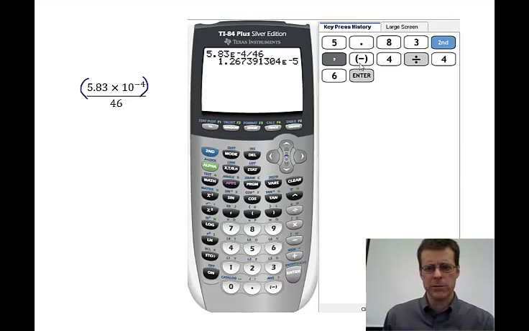5.83, second function, negative 4, right? So I'm getting my 5.83 times 10 to the exponent negative 4. Divide by 46, hit enter, and I get this number. Now this number is quite long, and if we know about scientific notation, we'll see that we have it indeed written in scientific notation. It's important to look for because we're used to just looking at the first few numbers and then maybe rounding off, and I'd be tempted to say 1.27 there.